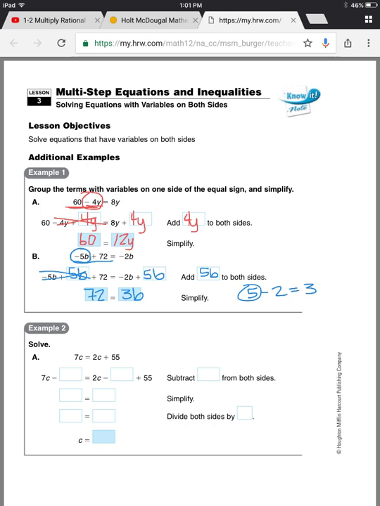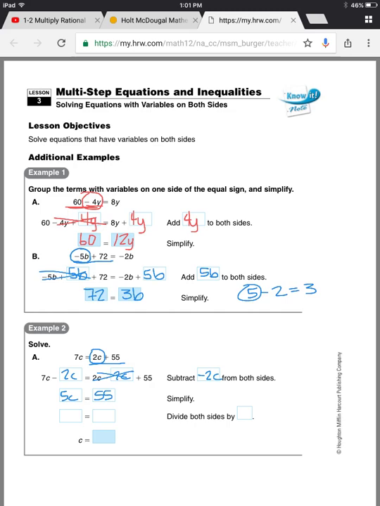Okay, so we have a variable on both sides, so we look at the side with the variable and a constant, and we're going to move the variable first. Right now it's 2c, no sign, so we're going to say it's being added, so we're going to subtract 2c from both sides. Okay, these 2c's cancel. 7c minus 2c is 5c, and then equals 55.